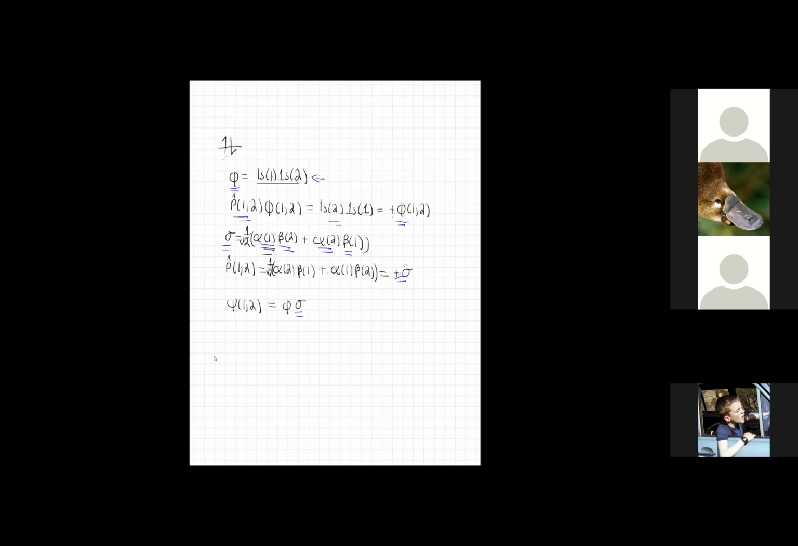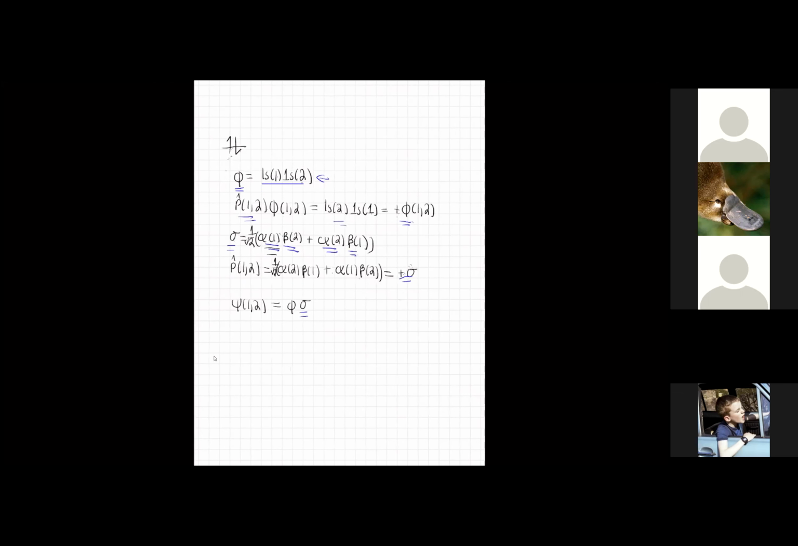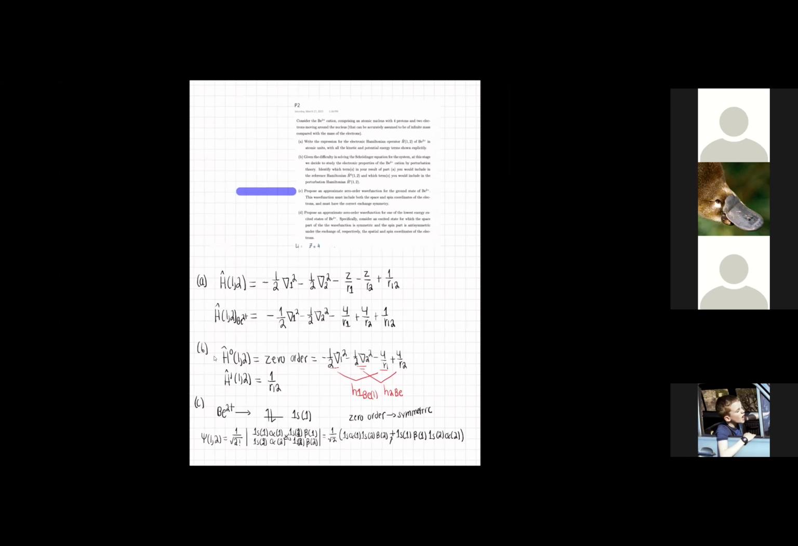Yes, plus sign because it's symmetric. In the first question in part C, they're asking for a zero order wave function, and they don't explicitly say which is anti-symmetric and symmetric. So a zero order is, I think, symmetric, but if they tell you the symmetry in the next part, then you have to match the symmetry. Does that make sense?